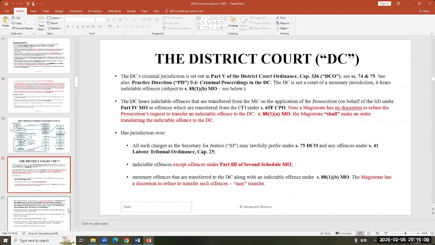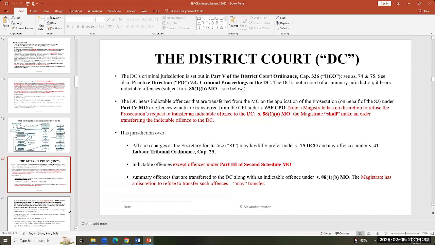So if the magistrate has agreed to transfer a summary offense along with an indictable offense, a district court judge can also hear the case of a summary offense, but the magistrate may refuse to transfer the summary offense. And if he does so, then the summary offense will be tried in the magistrate's court and the indictable offense in the district court.